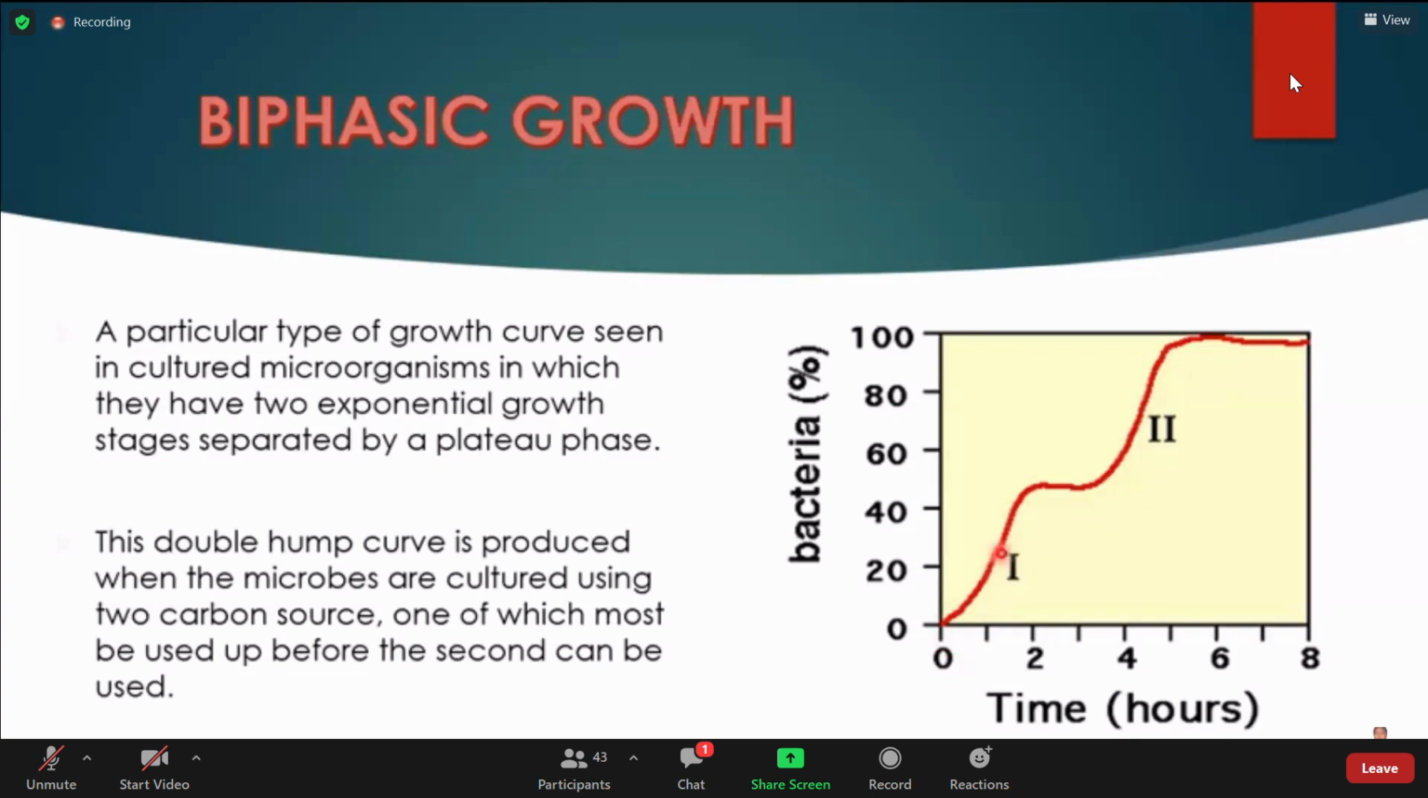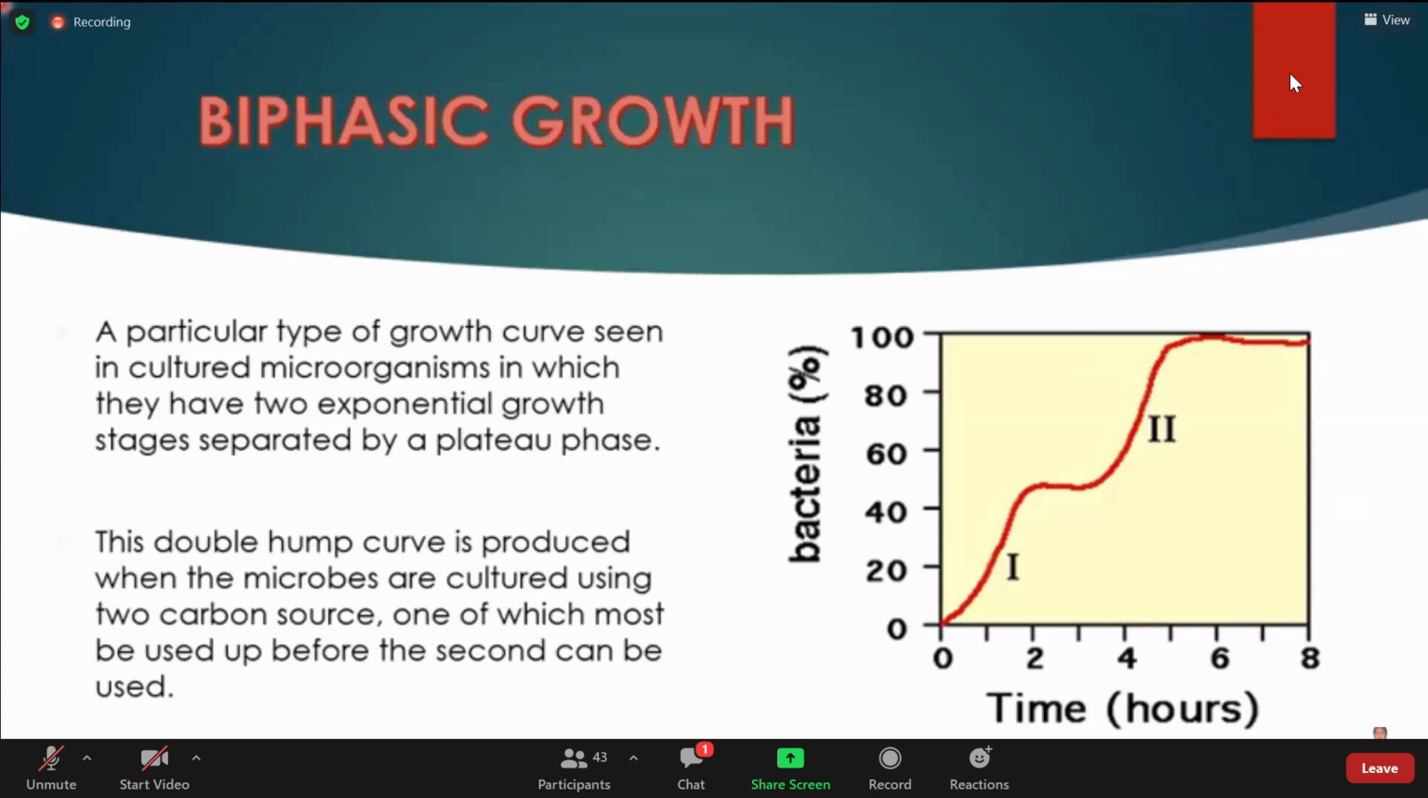This is the first phase of exponential growth and this is the second phase of exponential growth. Those two are separated by a small plateau phase, which we call a shortened lag phase. This double hump curve is produced when microbes are cultured with two carbon sources, one of which must be used up before the second can be used.